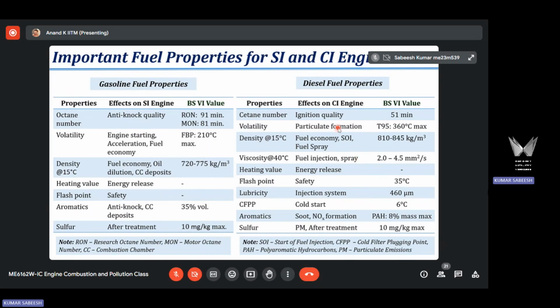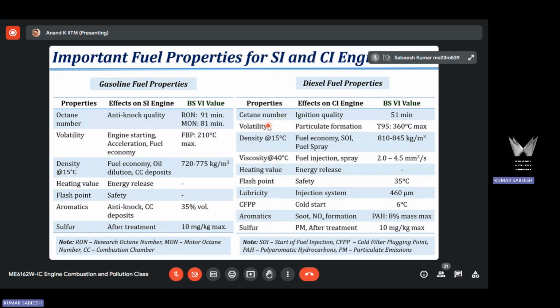In today's class, we are going to see diesel fuel properties which are relevant for compression ignition engine application, CI engine application. As I already said in the first class, CI engines, diesel engines, are the most versatile engines. You can design a 3 kilowatt diesel engine as well as a 30,000 kilowatt diesel engine. They have a wide range of applications, both on-road automotive as well as off-road. Several off-road diesel engines are also there. This is the BS6 value for these important fuel properties, and these are the effects of these properties on the CI engine.